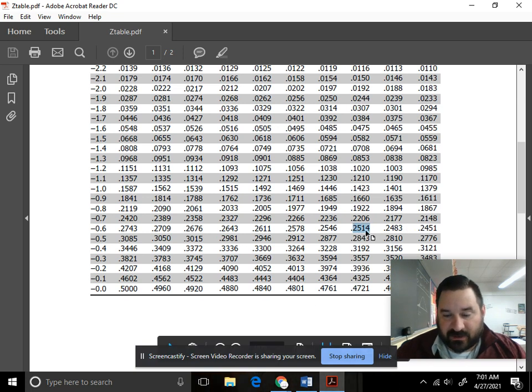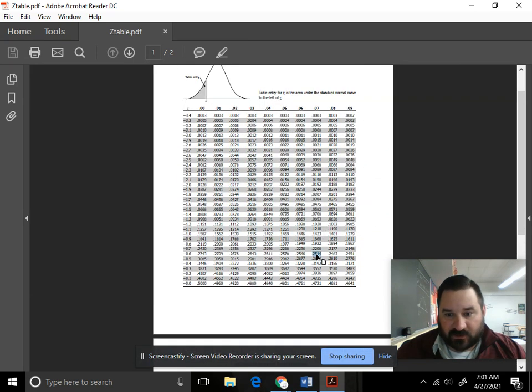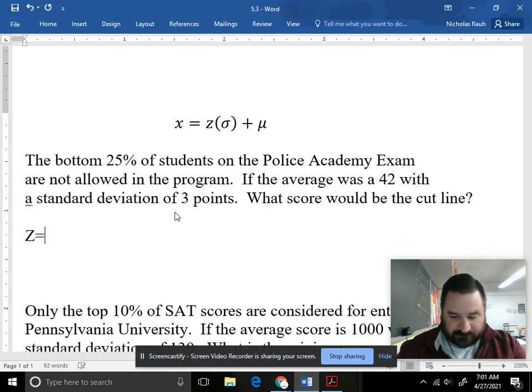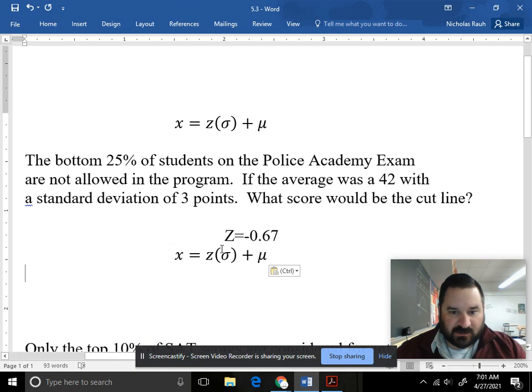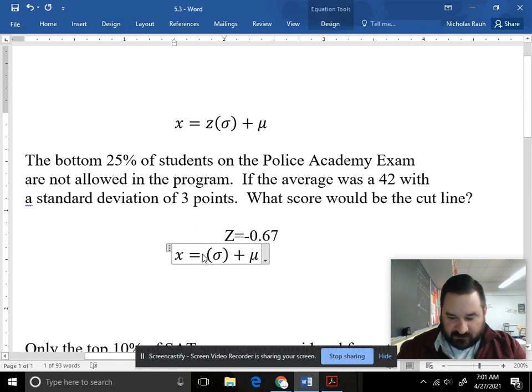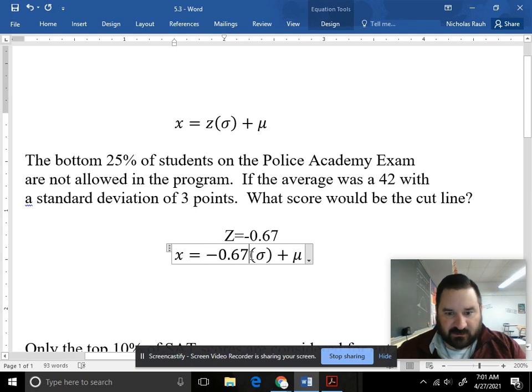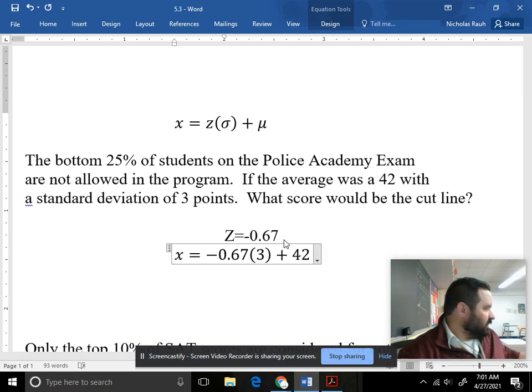So we need the z-score to go with that. That means we go negative 0.6, and then a 7. So negative 0.67 is z. Now we can just plug into this formula with everything we have. We know z is negative 0.67. The standard deviation we know is 3. We know the mean is 42. We just enter that in the calculator real quick: negative 0.67 times 3 plus 42.